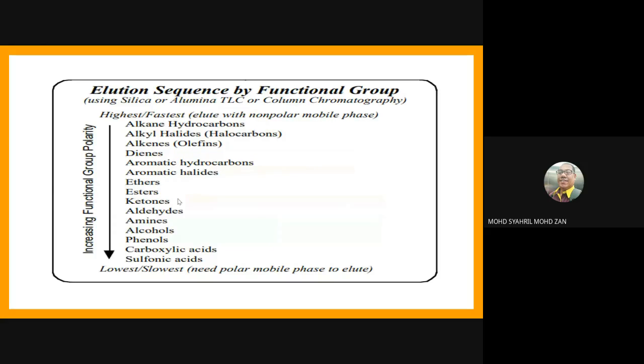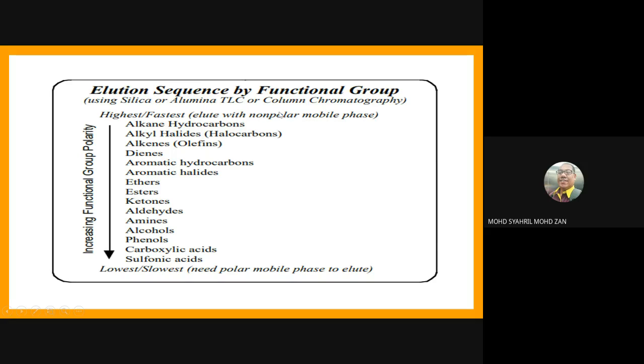Right, so that's what we call elution sequence by the functional group. Functional group ni merujuk kepada sampel kita. Kalau katakan by using a silica or alumina TLC or column chromatography, kenapa kita perlukan bahan-bahan tadi? Untuk memerangkap functional group yang ada dalam sampel kita. So this one bergantung kepada silica ataupun alumina TLC or column chromatography.